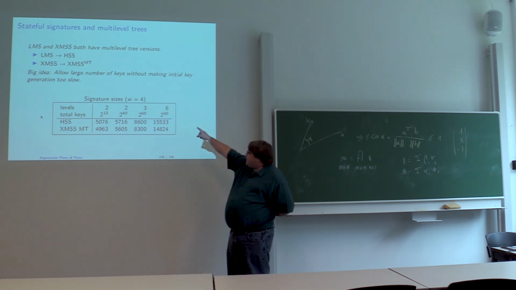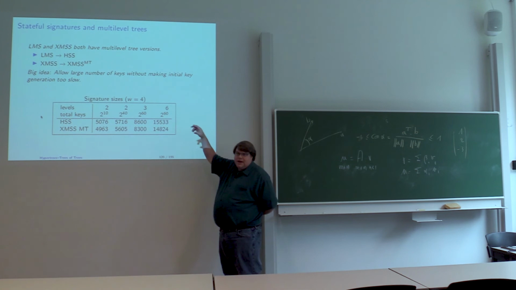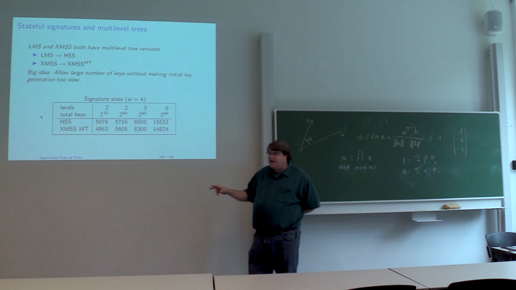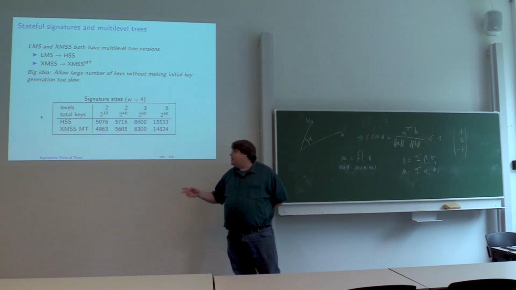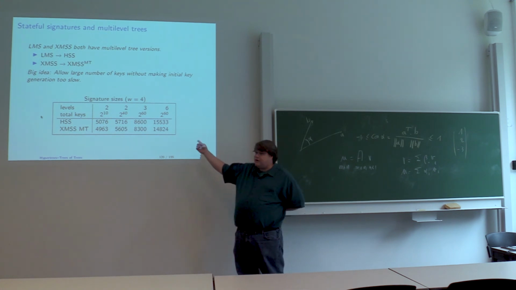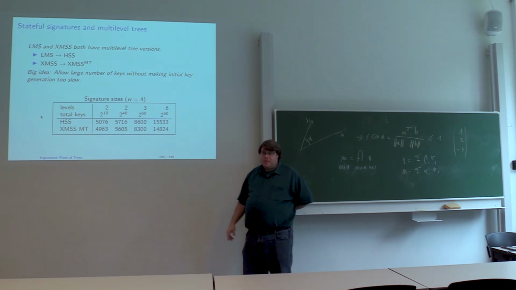And so you can see, for example, you can have a 6-level tree. Each level is 2 to the 10 keys, and you've got a total of 2 to the 60 trees available. Now these are big signatures, right? They're fast. Computing these signatures is still quite fast, right? But they are pretty big.